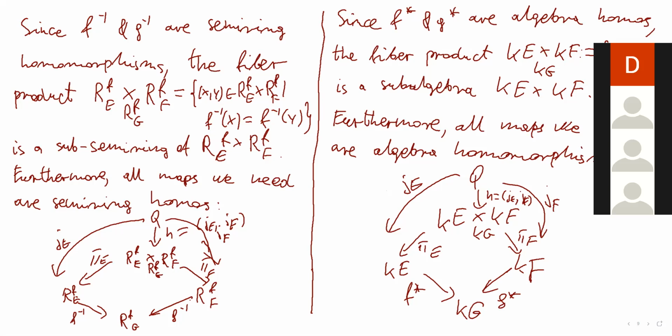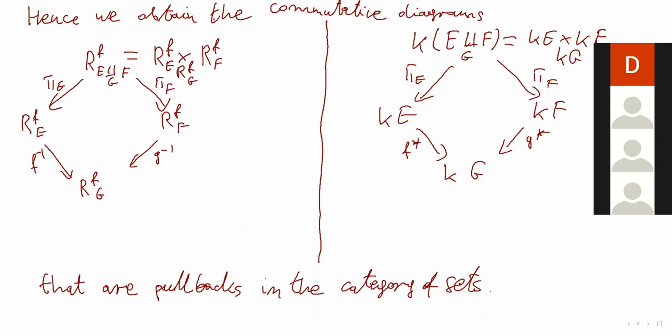Yeah, we know that these guys are functors. Yes, these are commutative diagrams in the respective categories. So this is of semi-rings, and here algebras, because these finitely supported maps into K are functors.